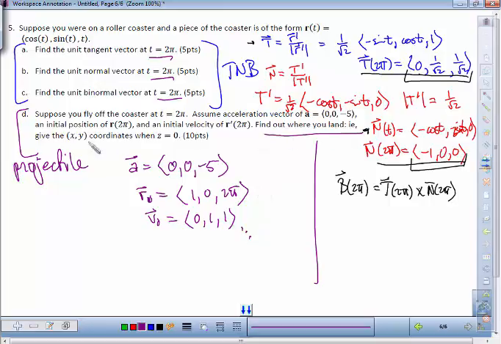And at some point you have to answer a question based on your results. So after you've found your r position, you look at whether the z value in your r position is equal to 0. Set that equal to 0, and then solve for t, and then put it back in to get your x and your y.